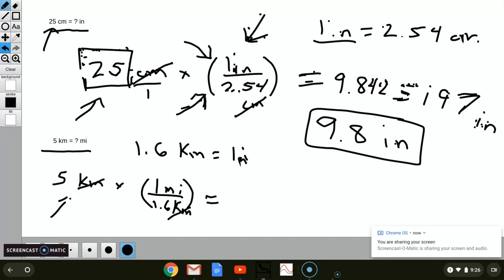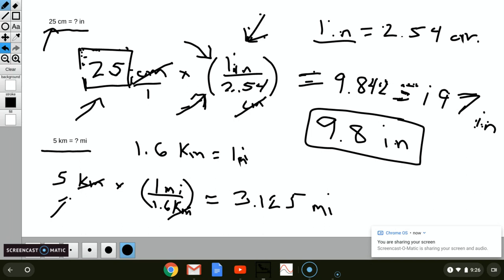So then we take 5 and we divide by 1.6, and your calculator spits out 3.125. Sorry, that's my daughter. She's fussing a little bit, so I'm going to try to get done real quick before she gets too fussy.